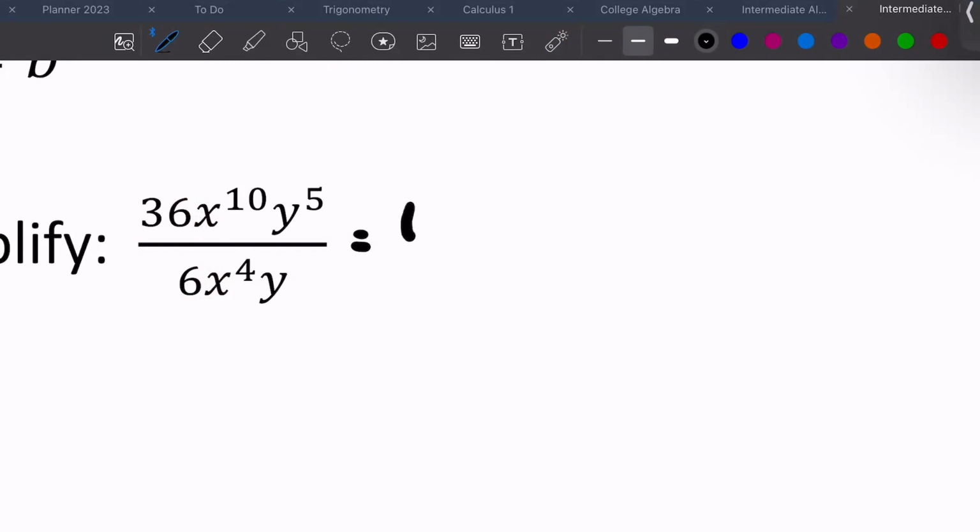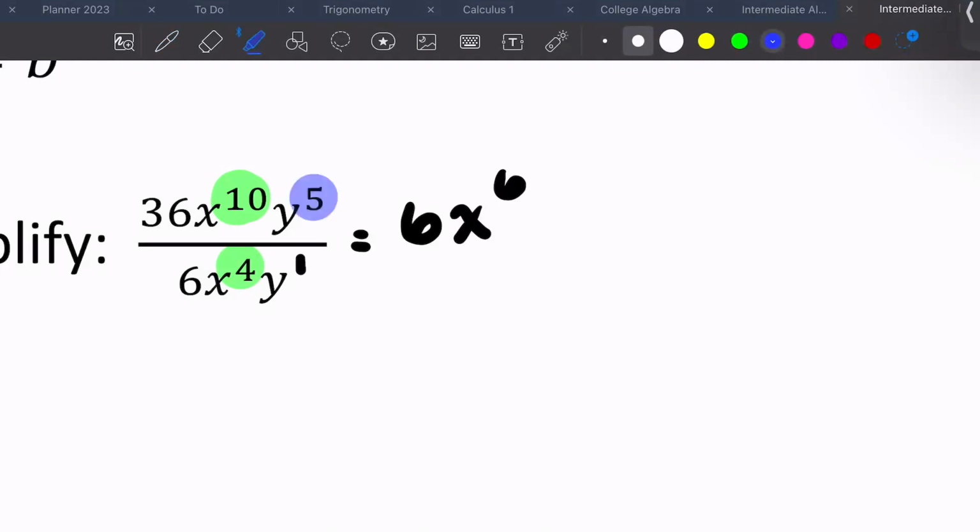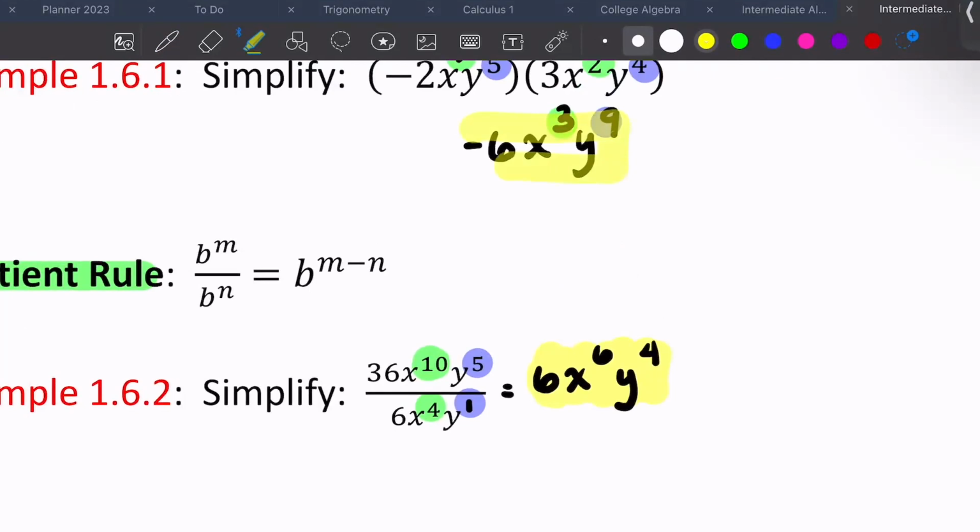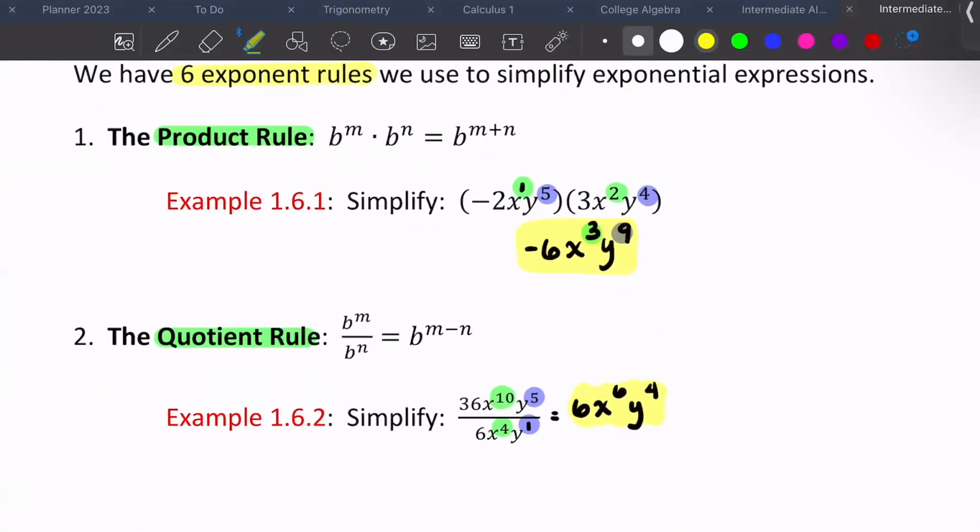So 36 divided by 6 is 6. Then we say x to the 10th, x to the 4th. So 10 minus 4 is 6. Then we say for y, 5 and 1. So y, 5 minus 1 is 4. And that's it. Quotient rule, product rule, adding when you multiply, subtracting when you divide.